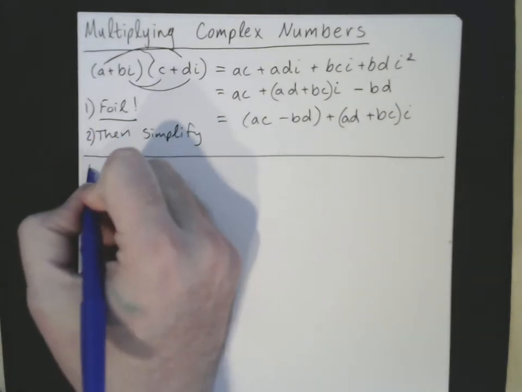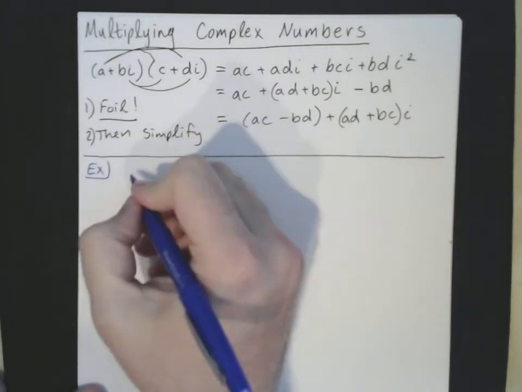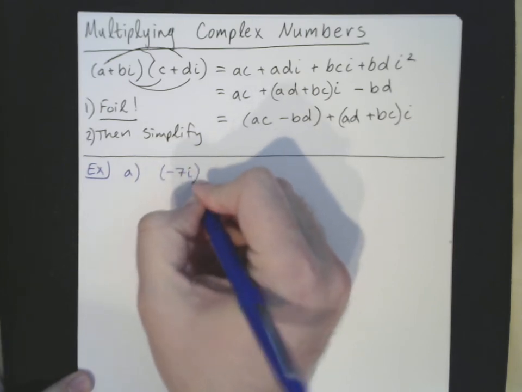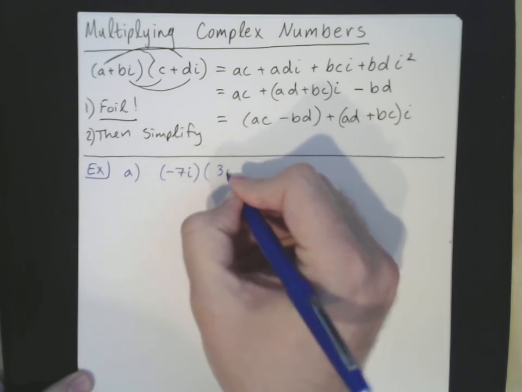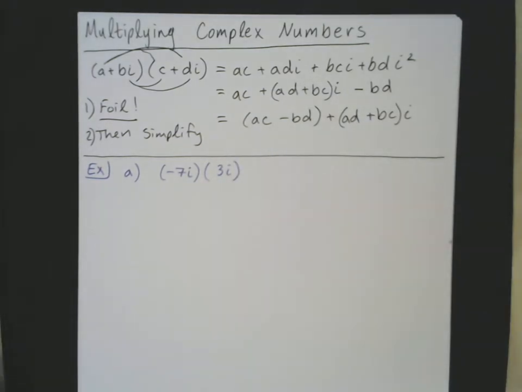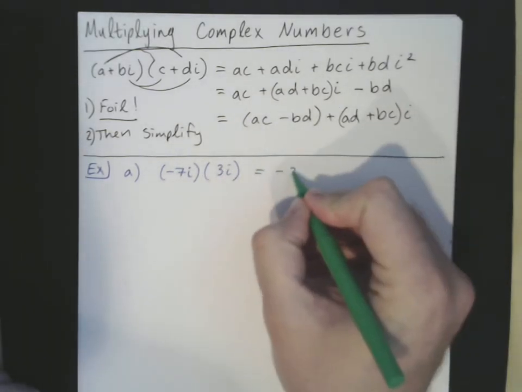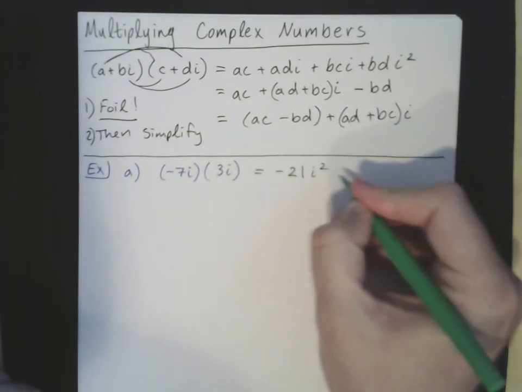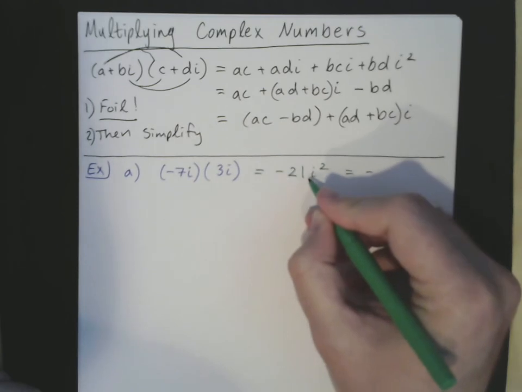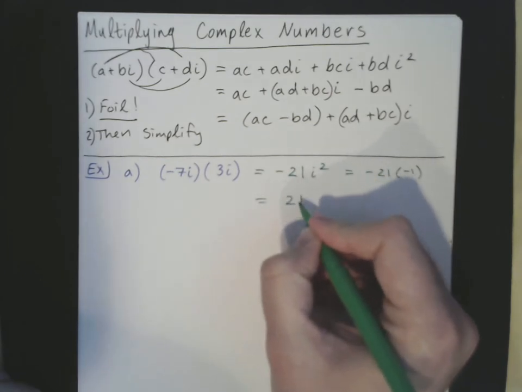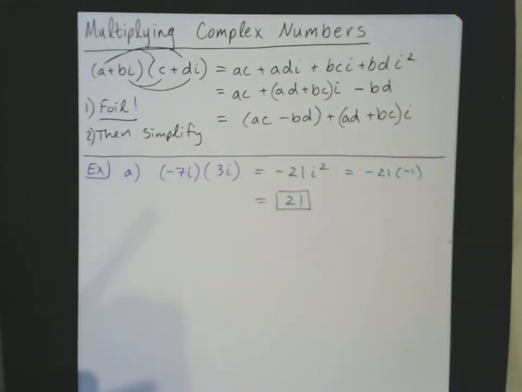Let's look at some examples here. So let's start with -7i times 3i. So here there's no FOILing. Right? There's no a and there's no c. So when we do this one, we just multiply straight across like we normally would. Treat i like your variable. -7 times 3 is -21. i times i would be i squared. And then simplify. -21 times -1, because i squared is -1, so this is just +21.